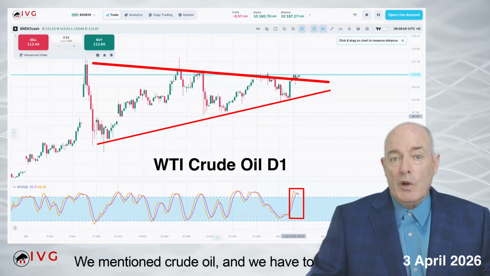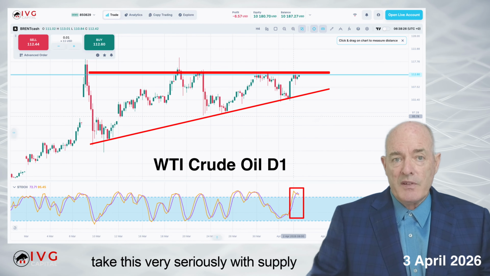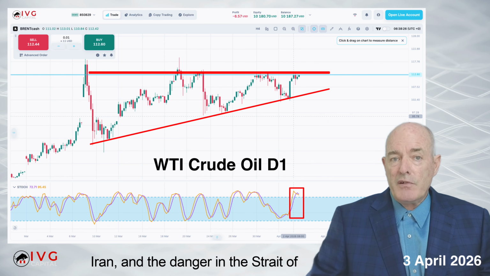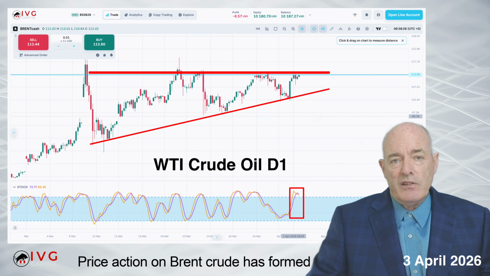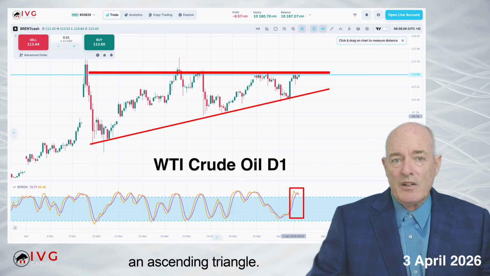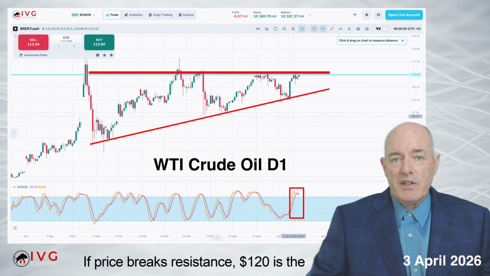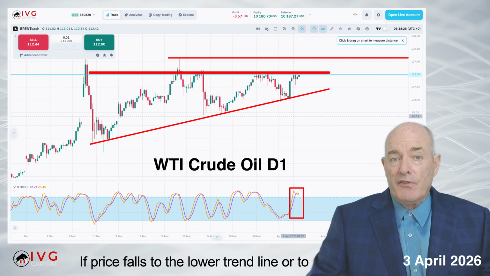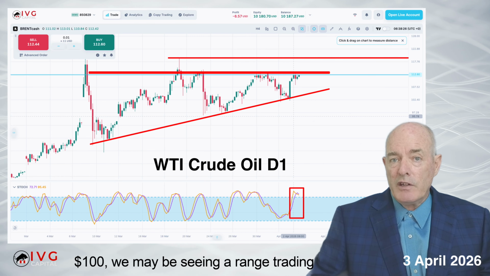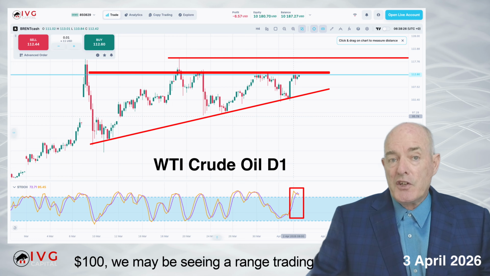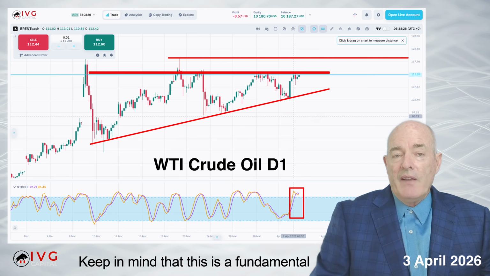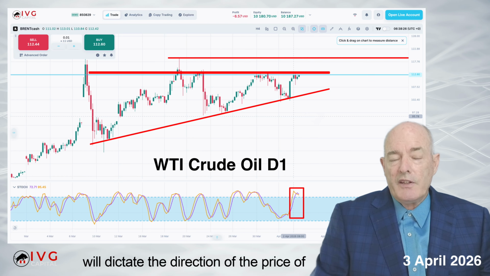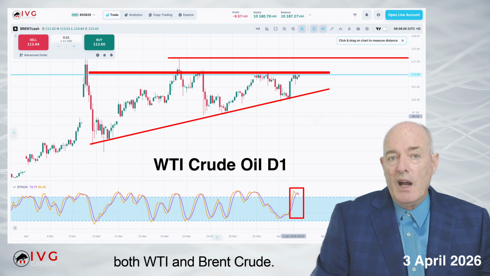We mentioned crude oil, and we have to take this very seriously with supply being dramatically affected by the war in Iran and the danger in the Strait of Hormuz. Price action on Brent crude has formed an ascending triangle. If price breaks resistance, $120 is the next key level above. If price falls to the lower trend line or to $100, we may be seeing a range trading opportunity. Keep in mind that this is a fundamental trade, and news regarding the Iran war will dictate the direction of the price of both WTI and Brent crude.